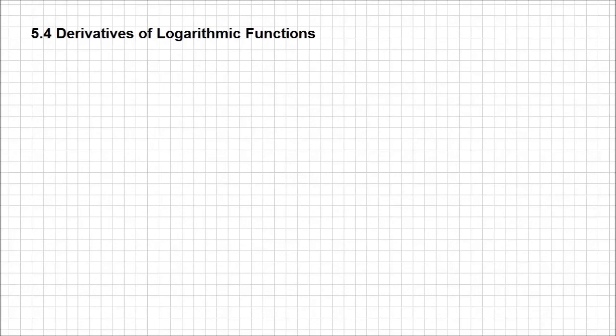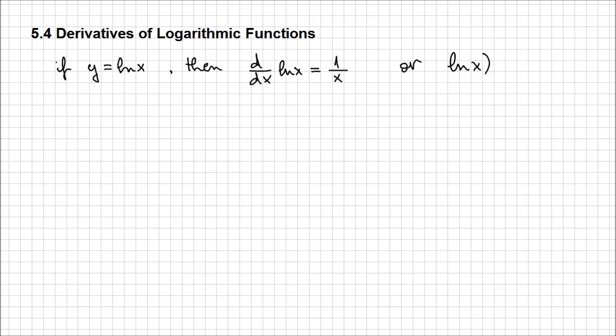Hello. In this lesson we're going to talk about derivatives of logarithmic functions. If we have a function y equals ln x, the derivative d/dx of ln x is going to be 1 over x, or in Lagrange notation, the derivative of ln x is going to be 1 over x. How can we prove something like that?